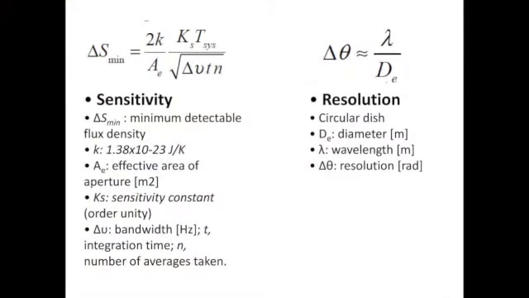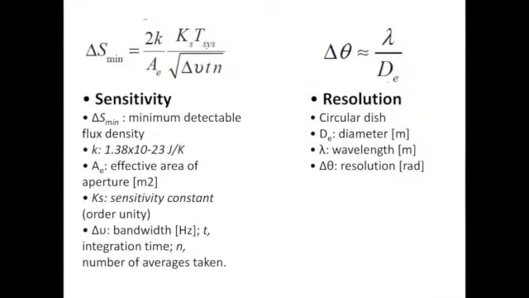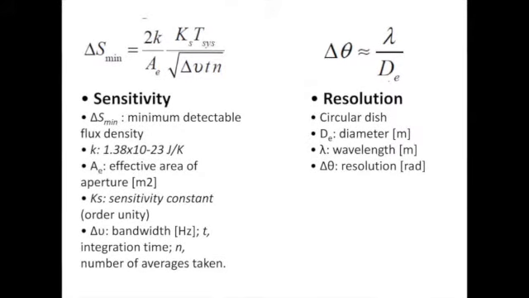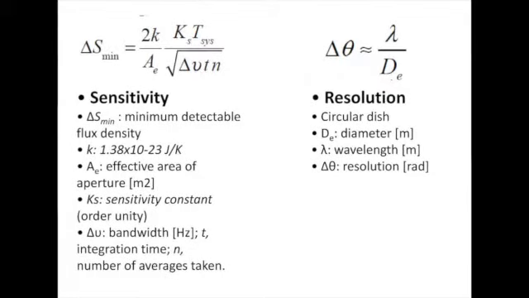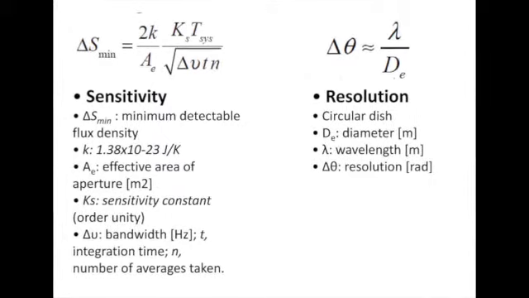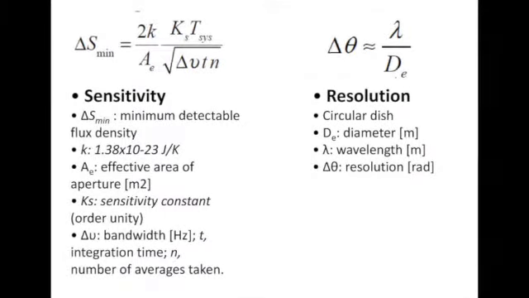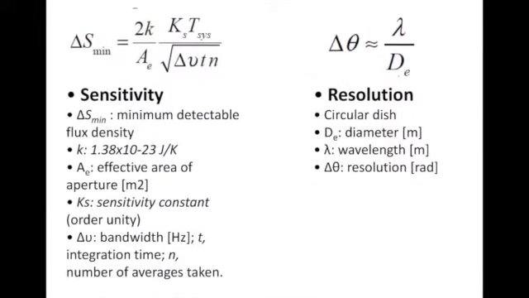So if we look at this sensitivity equation, I don't want to point out too many things, but there are a couple of things that are important. The one is the effective area. So our collecting area gives us more sensitivity. So we can go down to smaller signals. We can measure down to smaller signals if we have bigger collecting area.